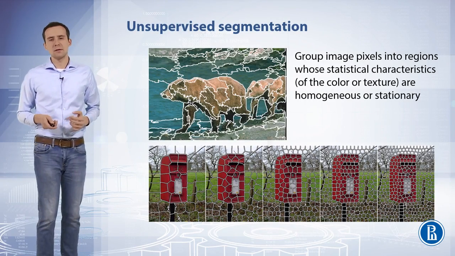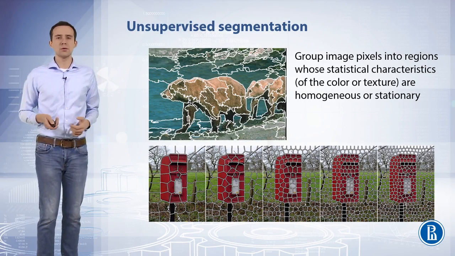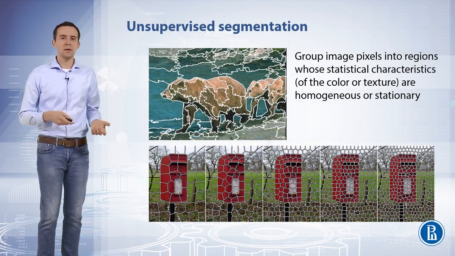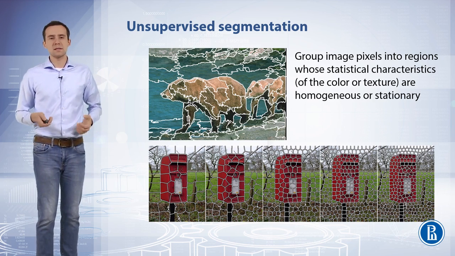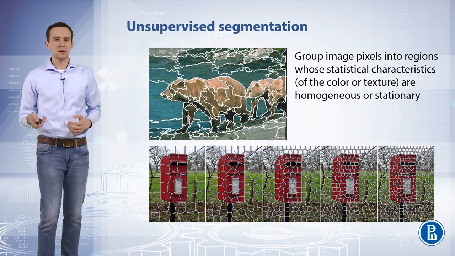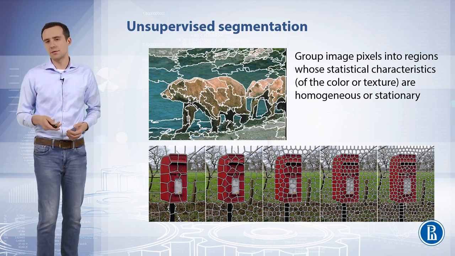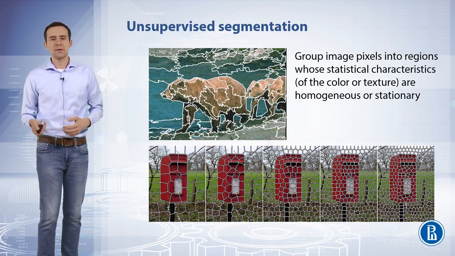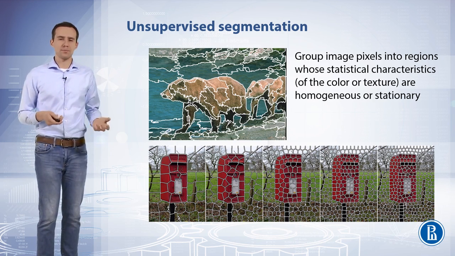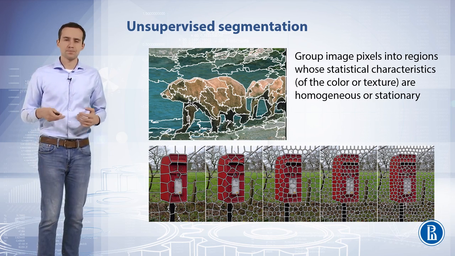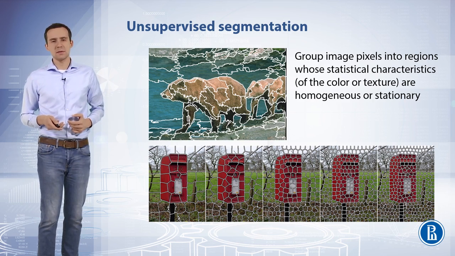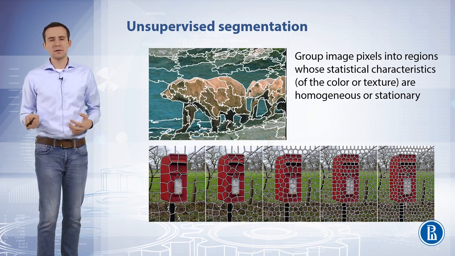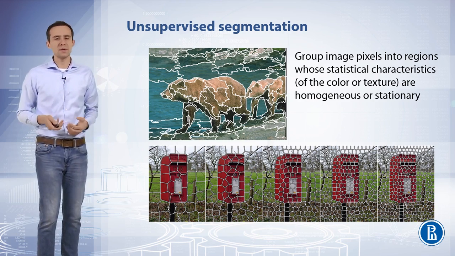Unsupervised segmentation involves grouping image pixels into regions whose statistical characteristics, like color or texture, are homogeneous or stationary and differ from neighboring regions. You can see on the image that segments include pixels with the same color and don't have clear boundaries separating one segment from another. In addition, such segments usually are limited, and the methods usually contain segment size limits, so even if some segments are very similar in characteristics, they will be separated.